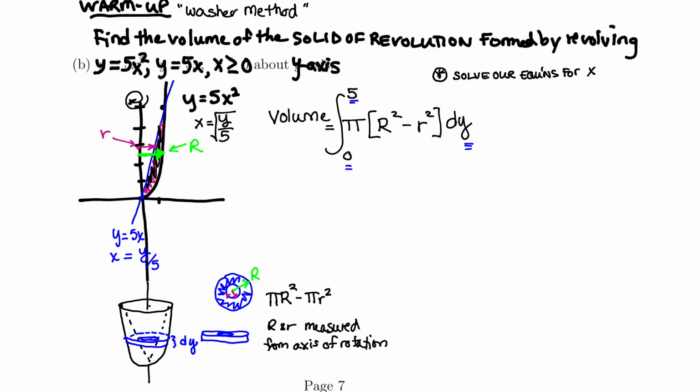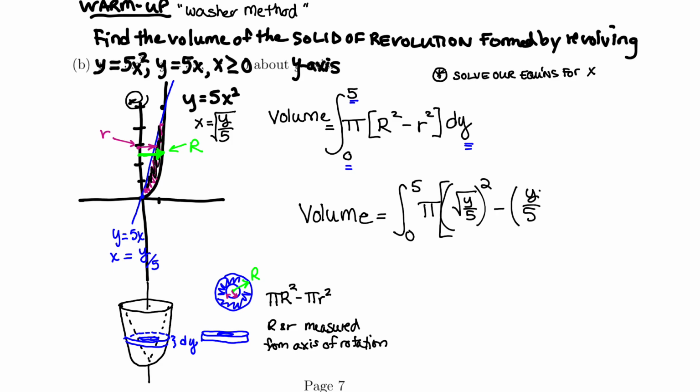Do you guys put this all together? Come up with an answer? Let's see. Volume equals 0 to 5 pi. Anyone tell me big radius? What'd you guys get? What'd you get, Alex? Root y over 5. Squared, right? Big radius squared. Minus the other one, y over 5 squared.